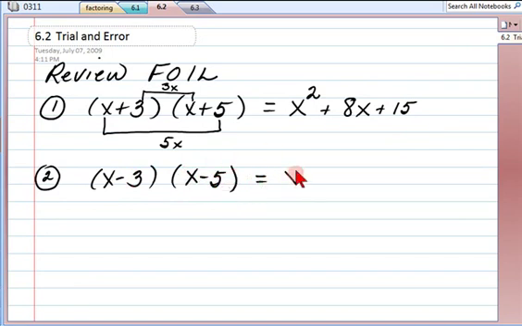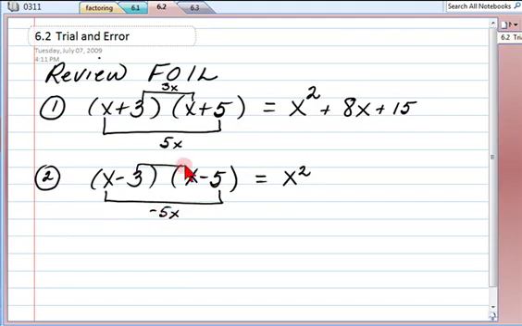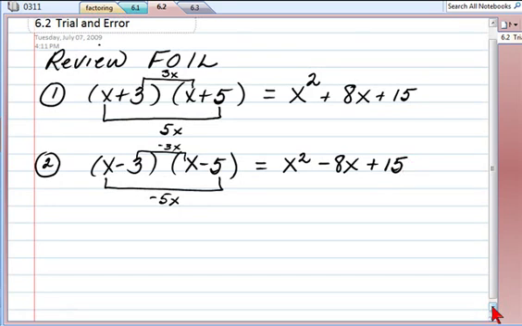Once again, the product of the first is x squared, x times x. The outer product this time is negative 5x, and the inner product is negative 3x. They're both negatives, so what do we do? Add them up, keep it negative, negative 8x. What's the product of the last? It's still positive 15.